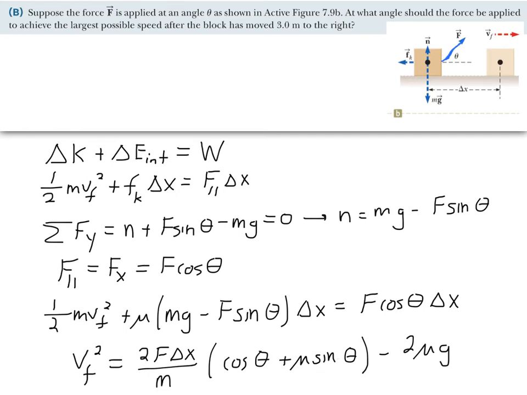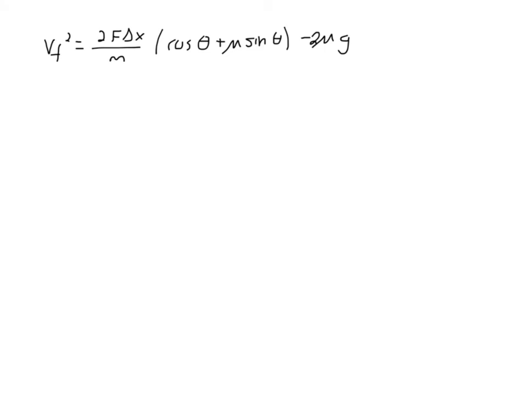I'm going to directly maximize Vf squared because I think that you guys, if you saw this on a homework or an exam, would just go right to solving for Vf and trying to maximize that equation. That's actually a little bit harder than what the book does, so I thought I'd show you what that looked like. Okay, so here's the Vf squared equation.